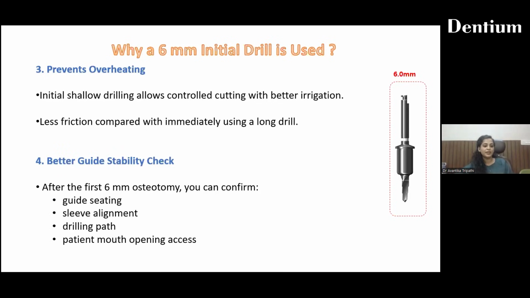There is also better guide stability checking. After the first 6 mm of osteotomy, we can confirm the guide seating. We can confirm whether the sleeve is properly aligned or not. We can confirm whether my drilling path is correct or not. And we will also get to know whether the patient's mouth opening is allowing the drill to go smoothly inside or not.